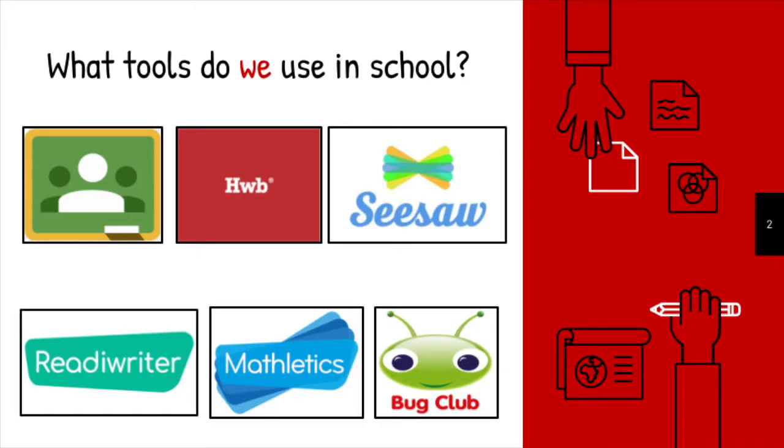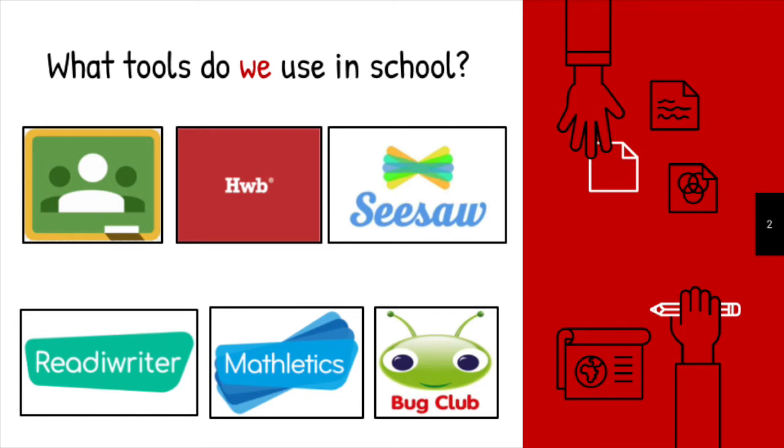Here we have a variety of online tools that we use in Key Stage 2. We use Google Classroom to set activities and home learning tasks. We use Hub to access the variety of tools available. Seesaw can be used as a learning journal and to create different activities.